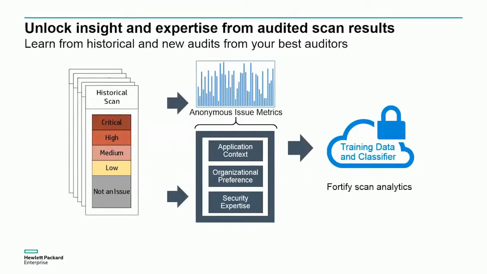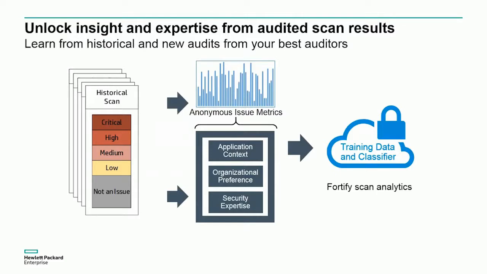As you can see, the critical components of a successful security audit are a knowledge of both the organizational preference and application context of the application being audited, as well as a good amount of security expertise to find the real vulnerabilities. What we've done is derived a set of anonymous issue metrics by calculating them from the underlying scan results and even going back to the underlying source to calculate measures of code complexity, such as line count, nesting depth, and number of branches.